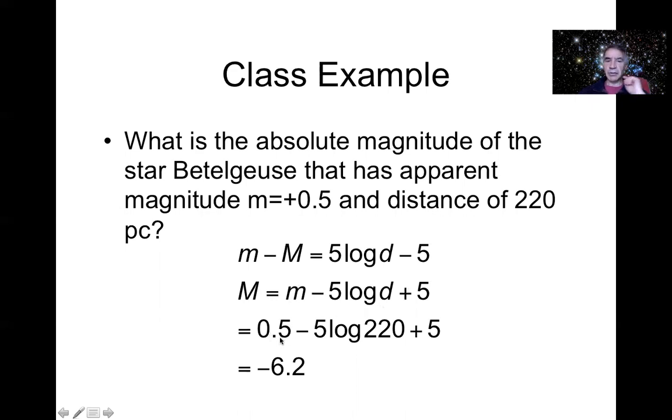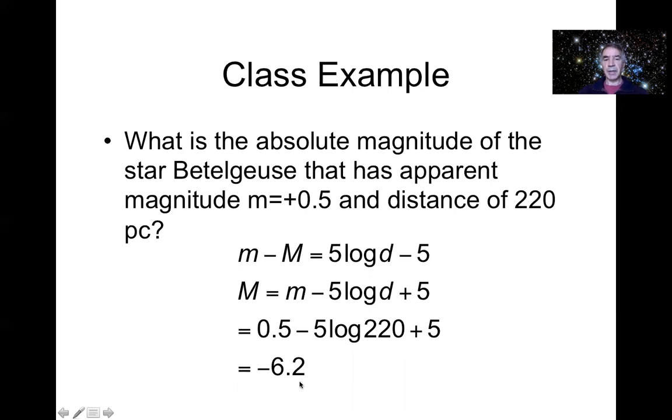Always keep a very close eye on the signs of everything when you're doing manipulations with magnitude. So this was plus 0.5, so put it in here as positive. Then minus 5 log the distance in parsecs, so that's your 220 parsecs going straight in there, because effectively it's ratioed to the 10 parsecs, which is where this number comes from. So if you do all those numbers, you get minus 6.2. So the absolute magnitude of Betelgeuse is minus 6.2.